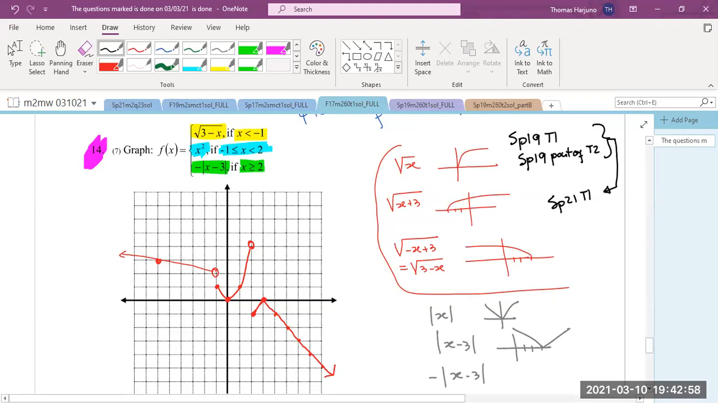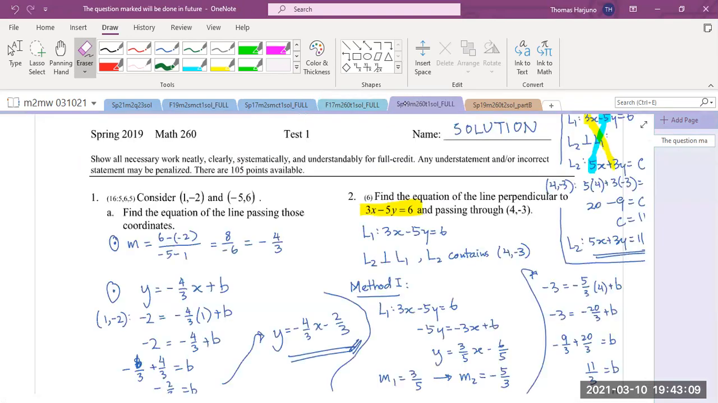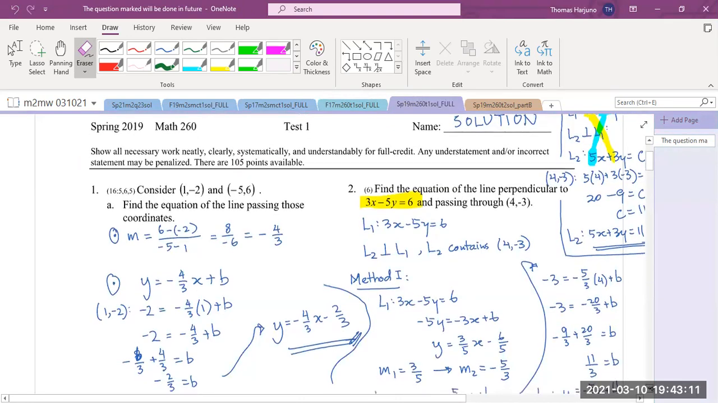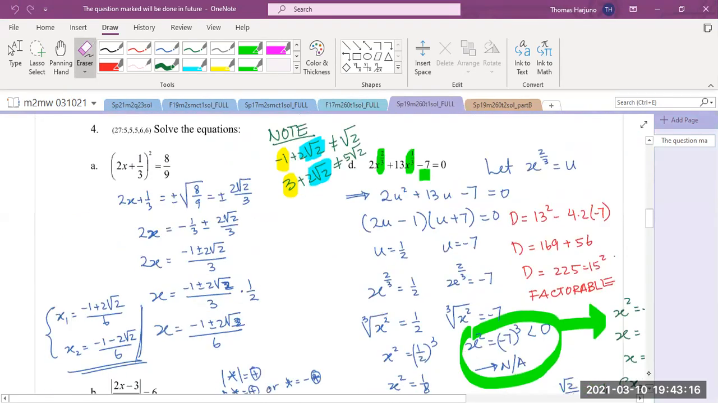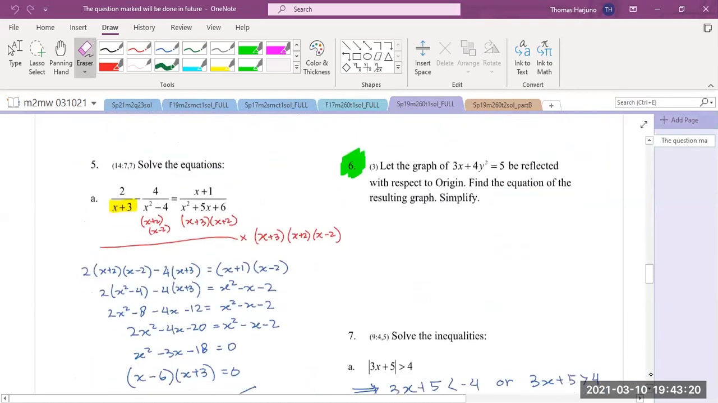Okay, so I think test 1, we did most of that already. I don't think I left anything behind, but let's take a look. Is there anything I left last time that I didn't do yet? Oh, this one here, number 6. Let the graph be reflected with respect to origin. Find the equation. Well, that one is actually on the easy side.